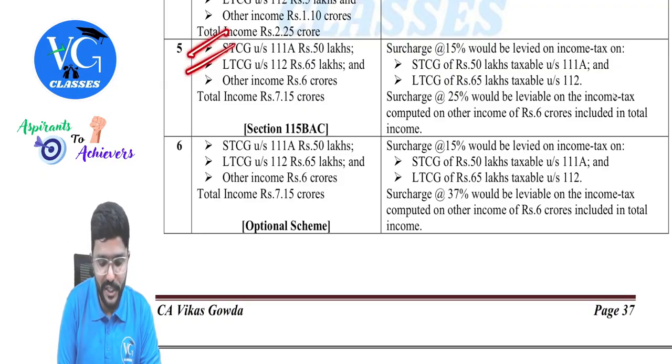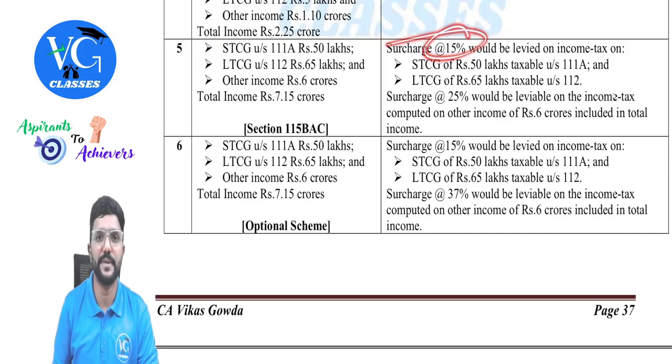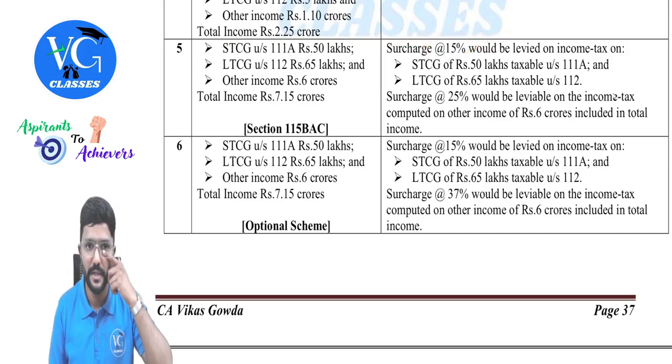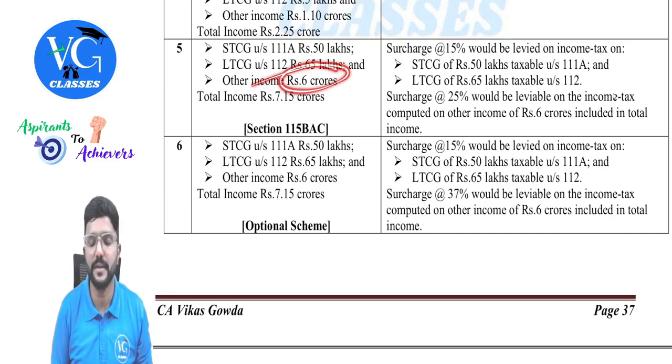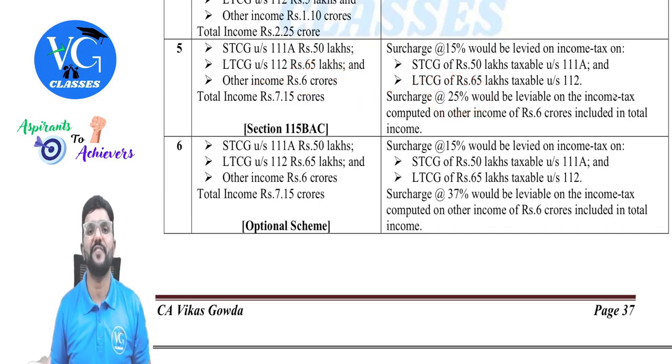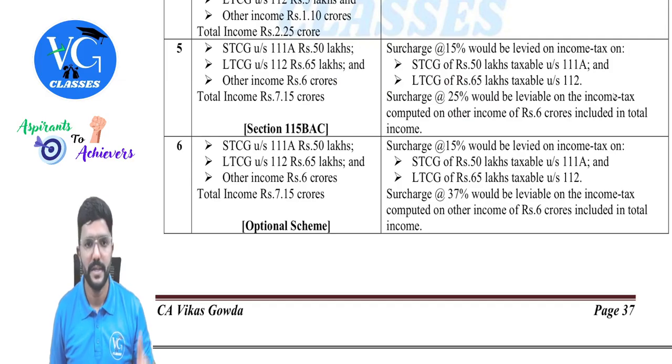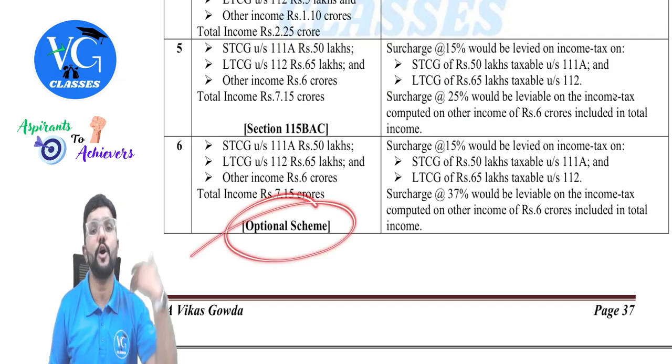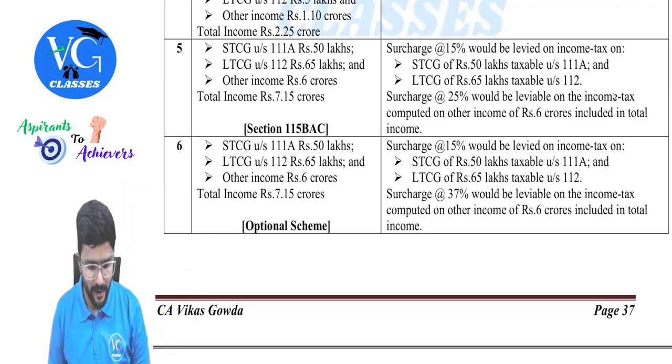First, calculate tax on special income. On that, surcharge rate is 15%. Then calculate tax on the remaining income. On that, surcharge rate would be 25%. Got it? Same scenario. What if the assessee is following the optional scheme? Same numbers.